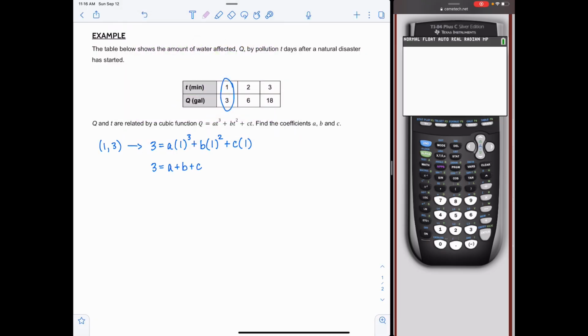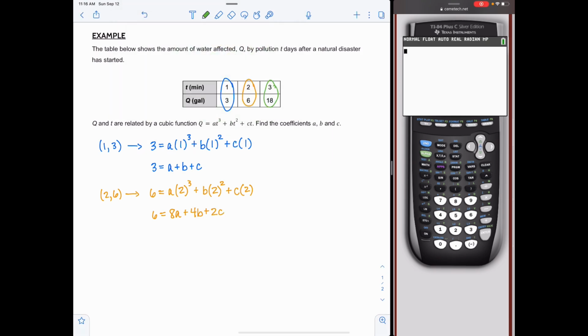Then I have my second point, which is (2, 6). And we're going to substitute those values as well. So we're going to have 6 equals a times 2 to the third power plus b times 2 to the second power plus c times 2. And when we simplify that, we will get 6 equals 8a plus 4b plus 2c.